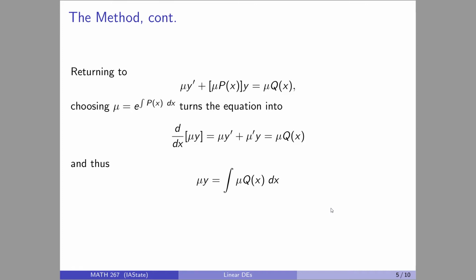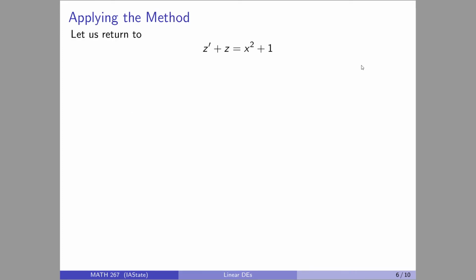then we're done. Nice. Because mu gets multiplied in, it becomes a factor that allows us to integrate, so we call it an integrating factor. There we go. Words mean things. Now that we've got the method for solving linear differential equations, let's see it in action. Let's go back to z prime plus z equals x squared plus 1.